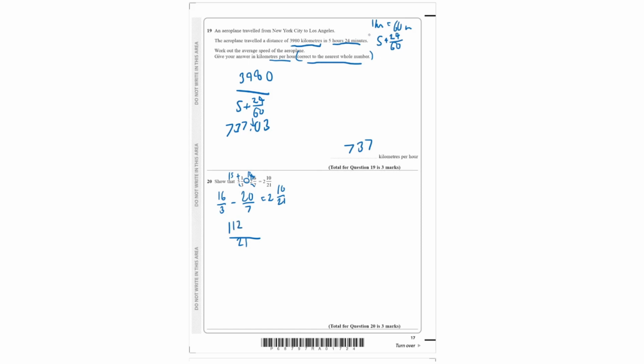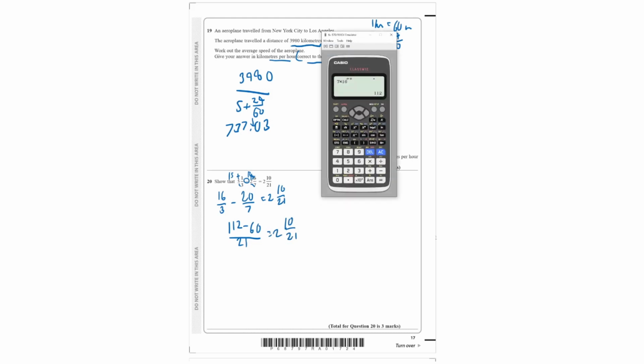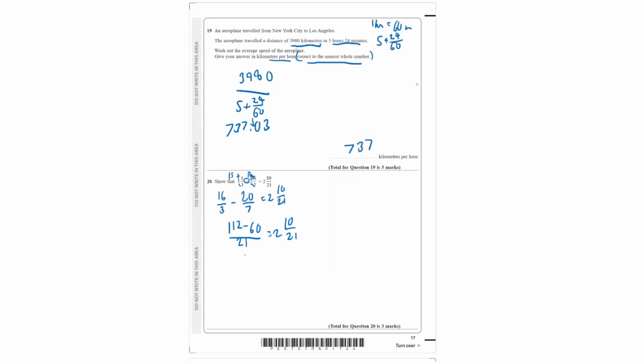And 21 divided by 7 is 3. And 3 times 20 is 60. So we can write here equals 210 over 21. Now that we have these values, we can find out what is 112 minus 60. We get 52. We have 52 over 21 is equal to 210 over 21.